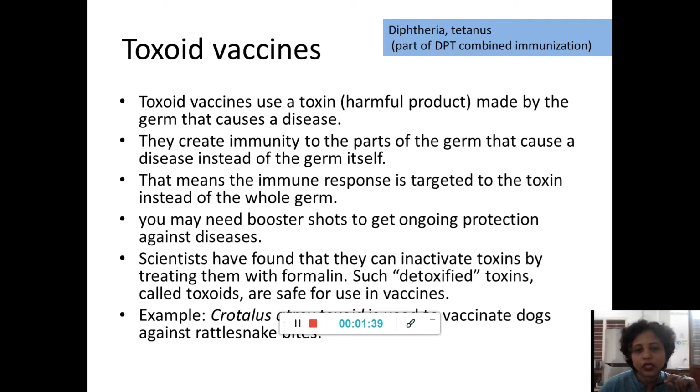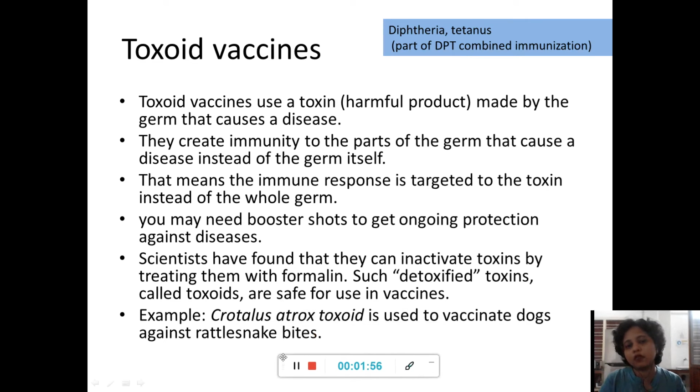And you might notice that sometimes you might also need a booster dose to get ongoing protection against the disease. Now, scientists have found that they can inactivate the toxins by treating them with formalin. For example, one toxoid vaccine that we have is the DPT vaccine that we get against diphtheria, pertussis, and tetanus. These are, of course, bacterial diseases, and against them their toxins are taken and inactivated. Another vaccine, used in veterinary cases, for example to vaccinate dogs, is the Crotalus atrox toxoid, which is used against rattlesnake bites.